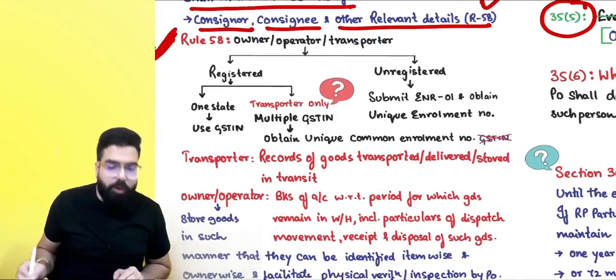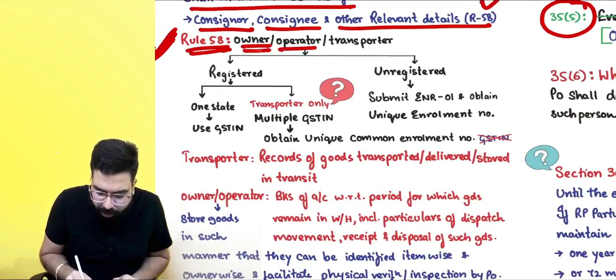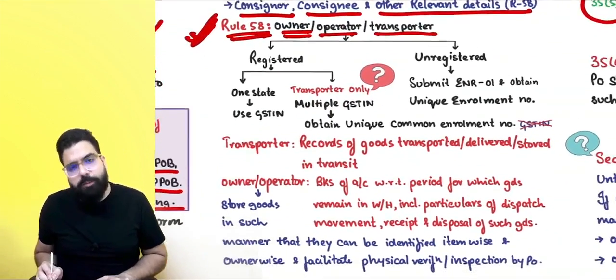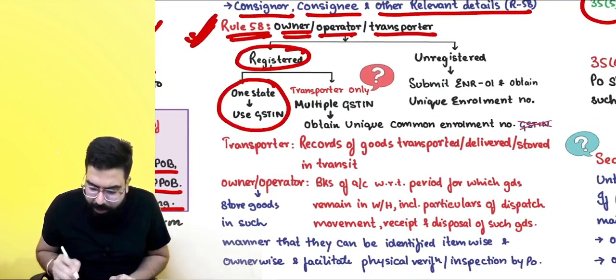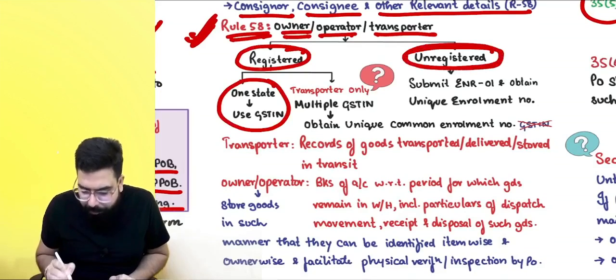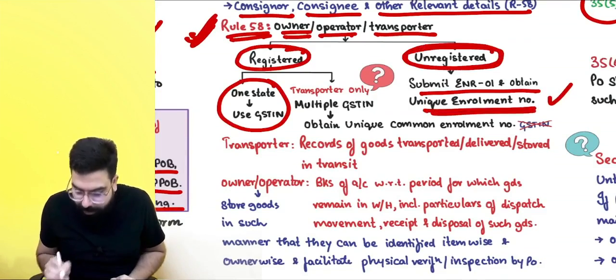Rule number 58 says, owner, operator of warehouse or transporter, if they are registered, they will have a GSTN number. If they are unregistered, always remember they can submit ENR01 and obtain a unique enrollment number.